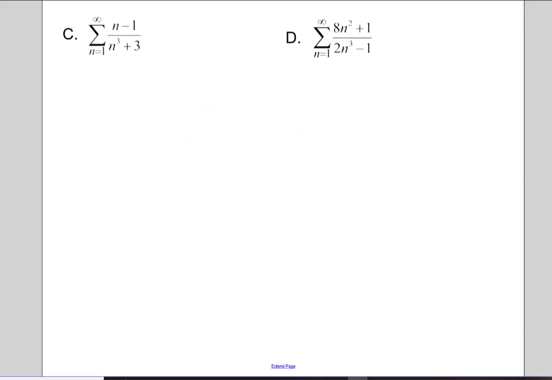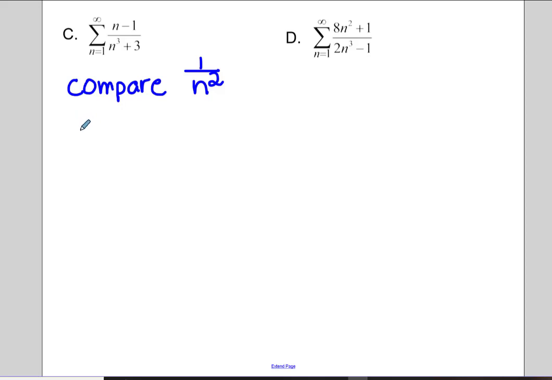In part C, we have the summation from 1 to infinity of n minus 1 over n cubed plus 3. And we're thinking about that in terms of end behavior. When you're thinking about those large numbers as we approach infinity, dividing every term by n cubed, this becomes 1 over n squared, and this becomes 1 over 1. So 1 over n squared would be the series we could compare for part C.